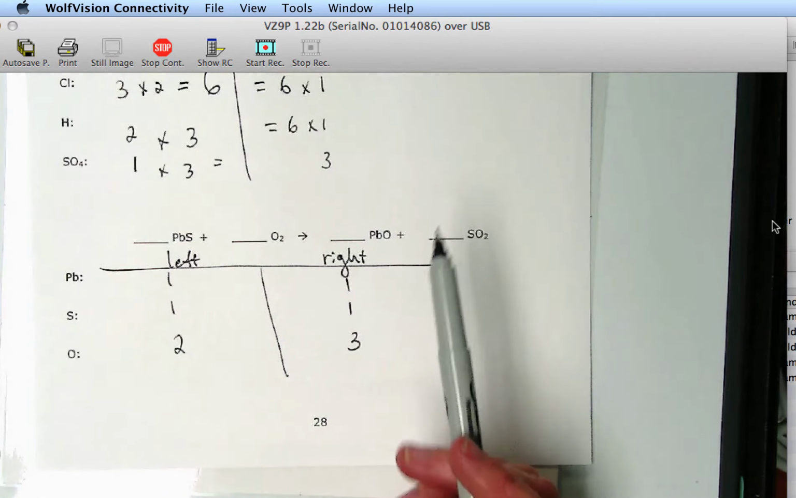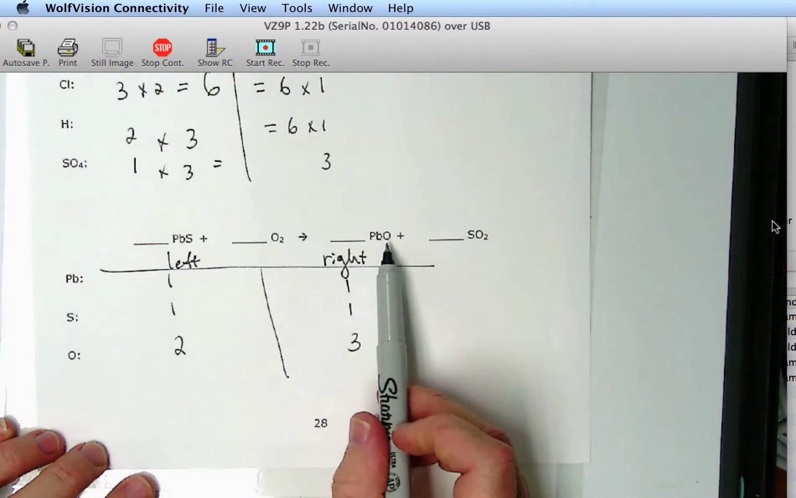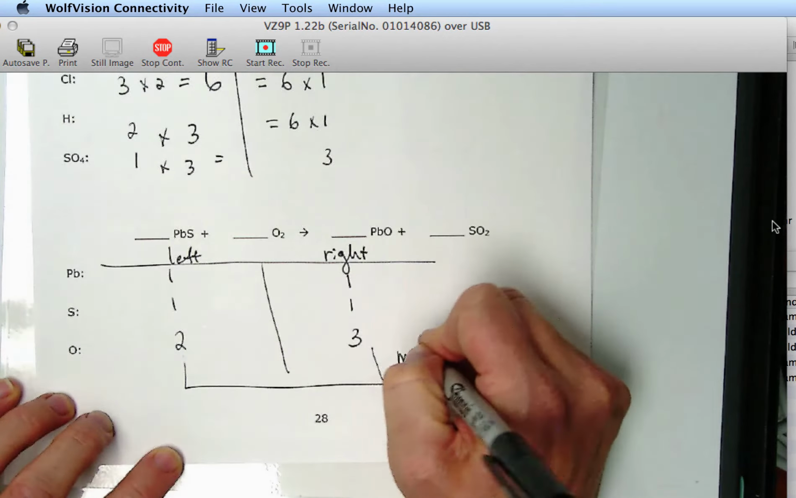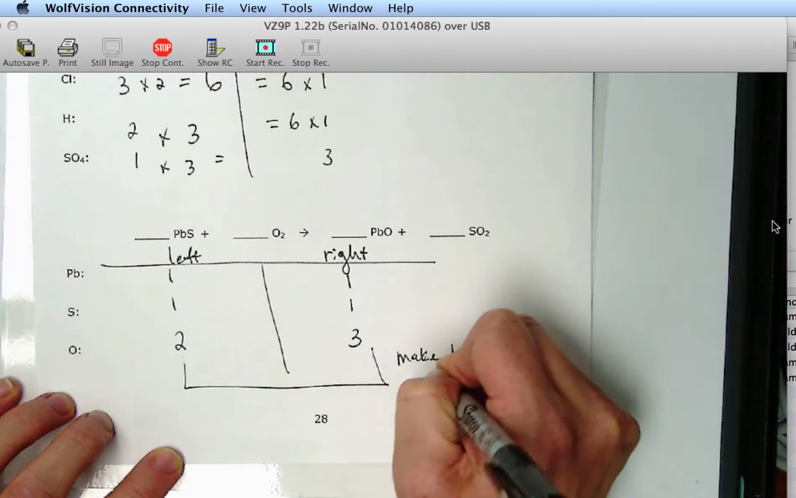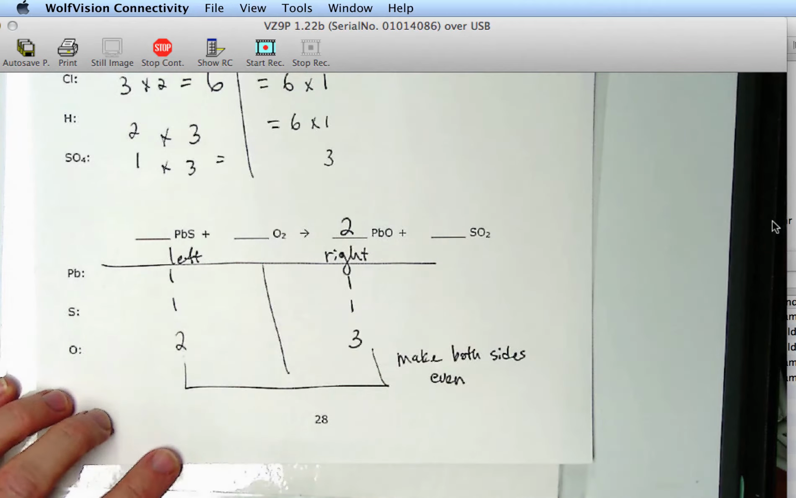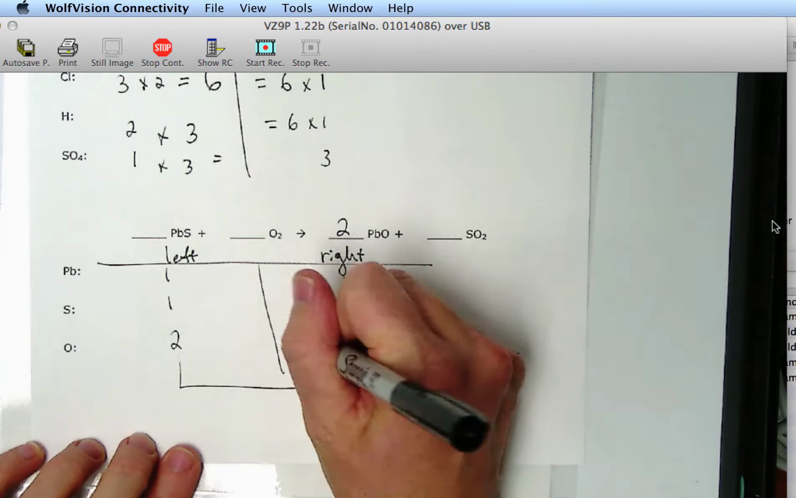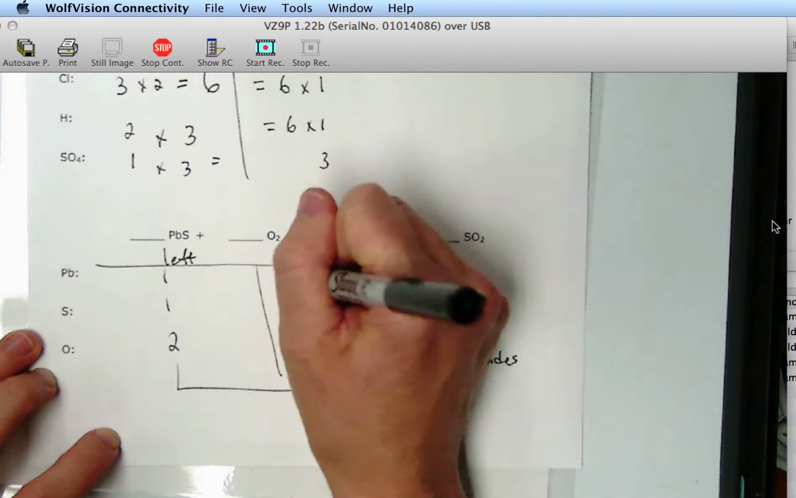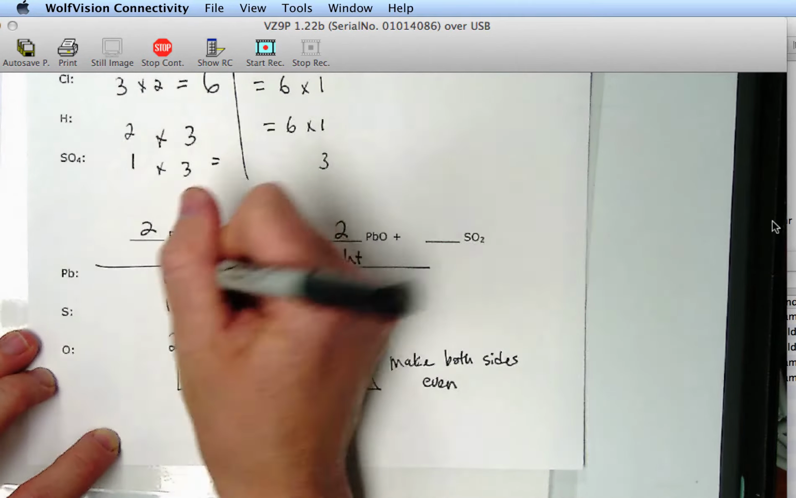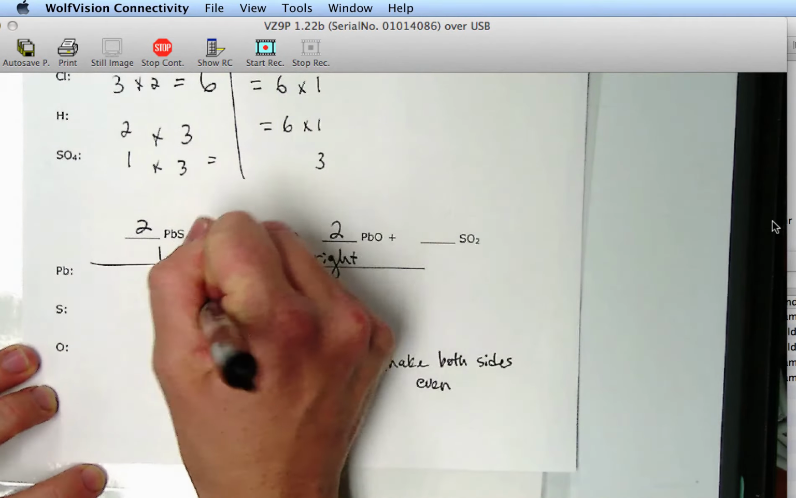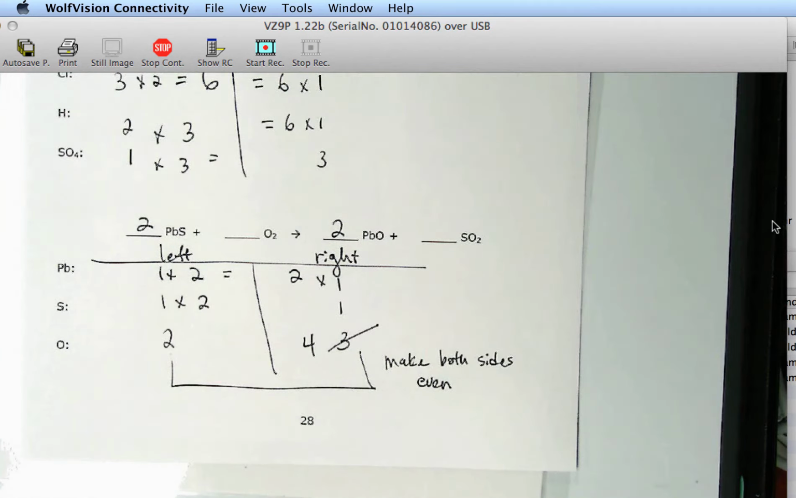So trial and error. If you put a 2 in front of SO2, that makes 4 here, plus 1, that makes it 5. That's still odd. That doesn't help. So whenever you have this, make both sides even. If I put a 2 in front of PbO, now I have 2 plus 2 gives you 4. That makes it a lot easier to deal with. But now how many lead atoms do I have? 2. So now I'm going to have to put a 2 in front of this one to get that to equal each other. But then when I put a 2 in front of the sulfur, I get a 2 sulfur. So it's like this bad dream where you cannot balance this.